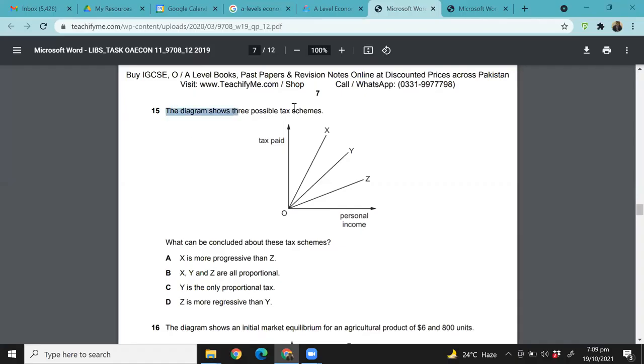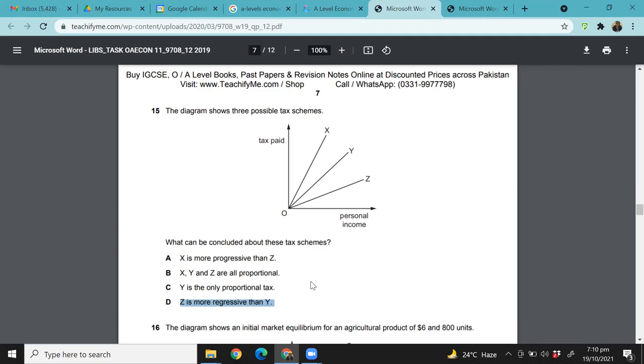The question here says the diagram shows three possible tax schemes. What can be concluded about these three tax schemes? On the y-axis, you have the amount of tax paid, and on the x-axis, you have the amount of personal income. So how much someone is earning and how much tax they are paying. The options say X is more progressive than Z. X, Y, and Z are all proportional. Y is only proportional tax, and Z is more regressive than Y. Okay, so what do you think?